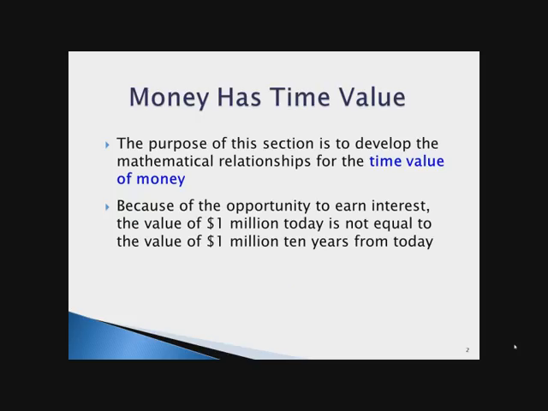Because money can earn interest, the value of $1 million today is not equal to the value of $1 million 10 years from today. If given the choice between $1 million today and $1 million in 10 years, you would choose it today even if you didn't plan to spend the money for 10 years, because you could take the $1 million, receive it today, invest it essentially risk-free by buying U.S. Treasury bills, and 10 years later you would have more than $1 million. Therefore, money is said to have time value.